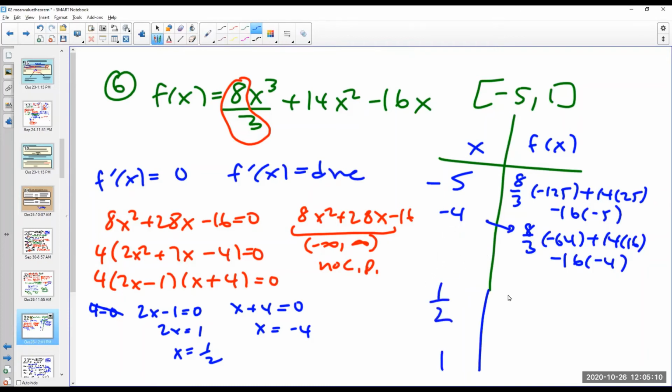If I plug in 1/2, I'll have 8/3 times, okay, I'm just going to go get my calculator out at this point. This is kind of interesting, though, because if you wanted to, and some of you know how to do this, you can go into your calculator and set up the table. Let me get my thing out first.